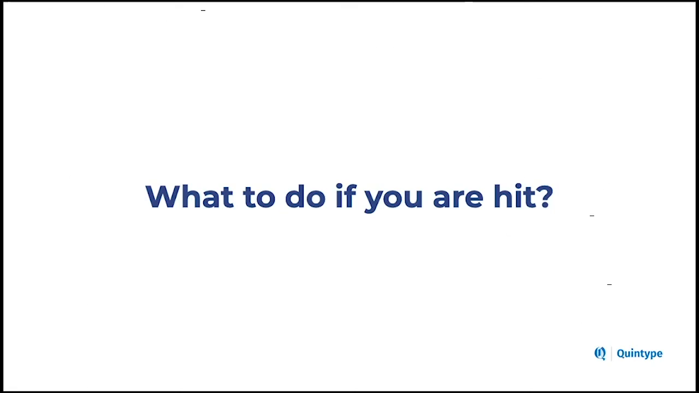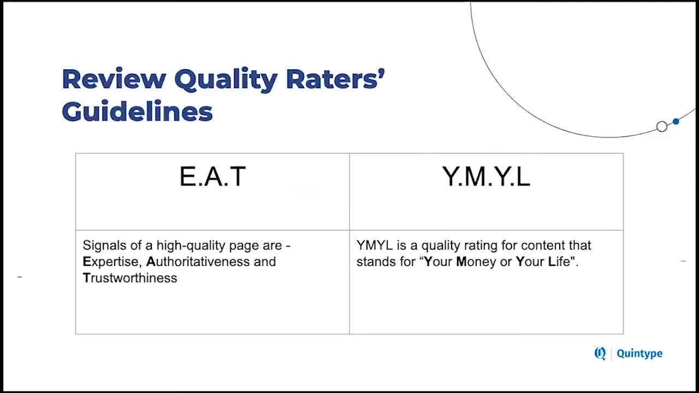So when the index is refreshed, sometime in May is when you will start seeing the improvements that you make immediately. So we also looked at some of the things that publishers can start looking at if they have been hit. And the first one would be to go through the quality raters guidelines.